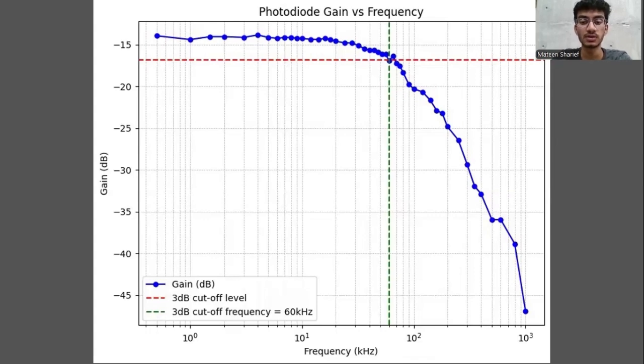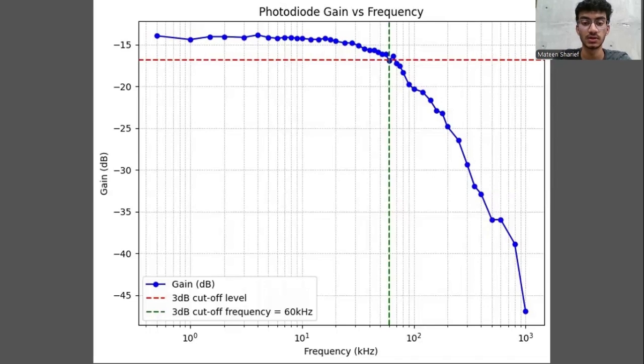In the graph, we can observe that the magnitude response falls off at higher frequencies. It is due to the fact that the photodiode's internal capacitance and other factors limit its ability to respond to rapidly changing light signals. From the graph, we obtained that the 3 decibel frequency is 60 kHz.